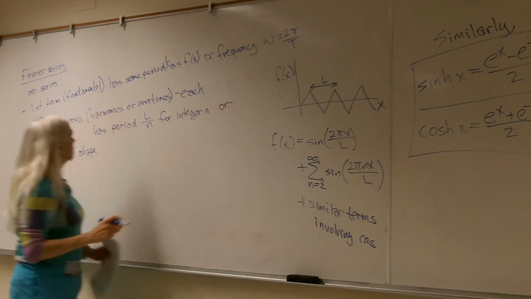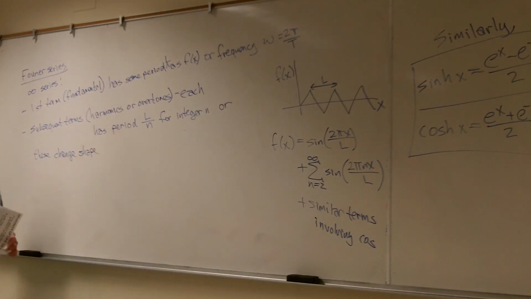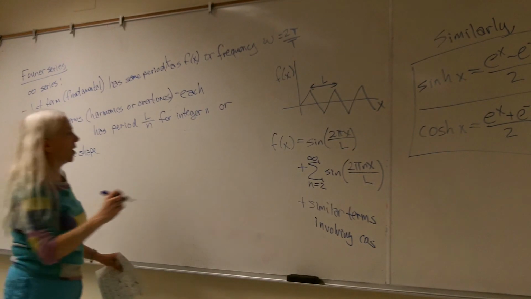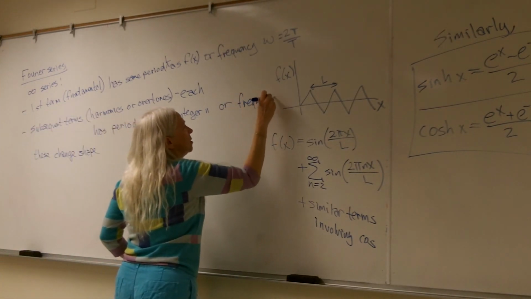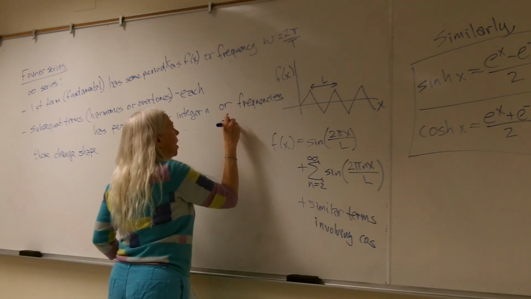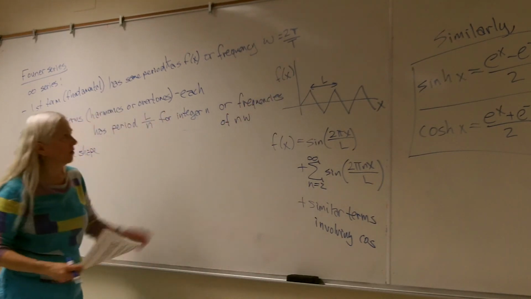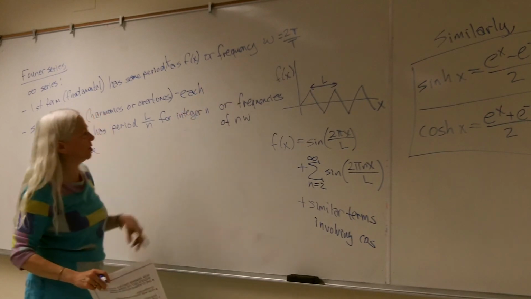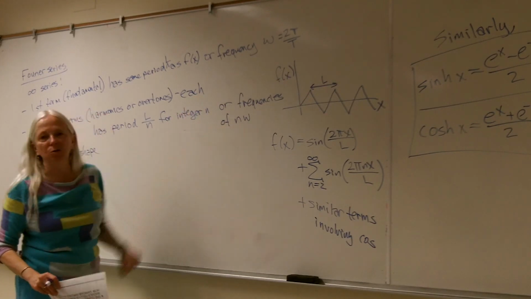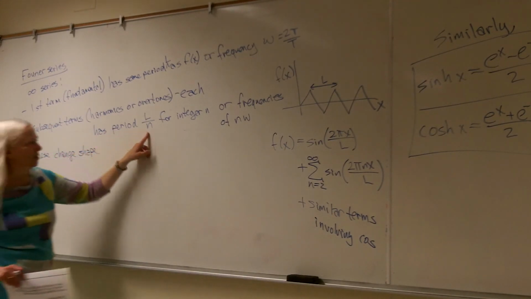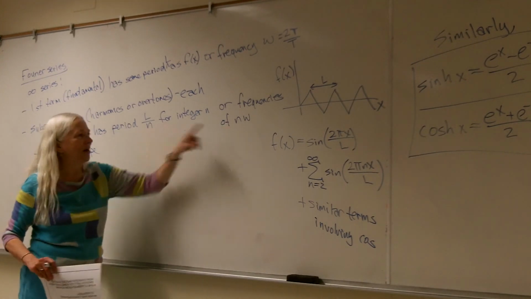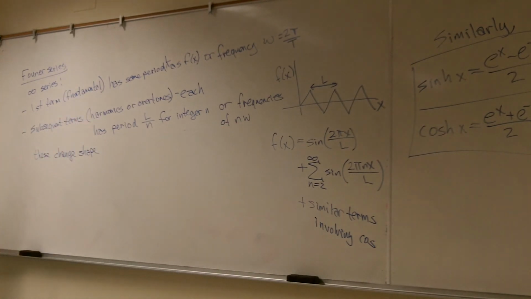And then our overtones, or our harmonics, would have periods of L over n, or frequencies of n times omega. And if omega was the frequency of the fundamental, then these would be integer multiples of that same frequency, right? Again, inversely proportional to period. Period has the L in the denominator, or the n in the denominator. This has the n in the numerator. And again, these change the shape of the wave.